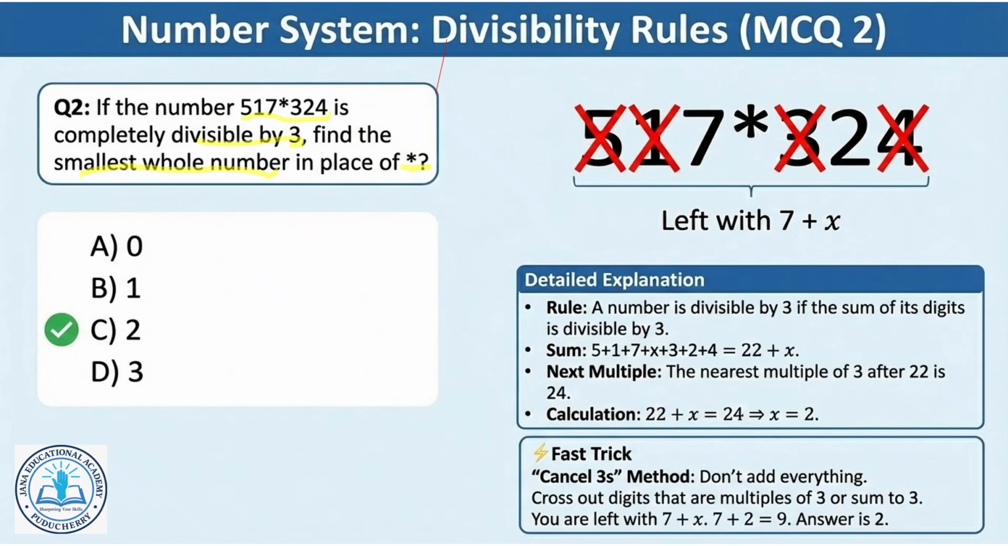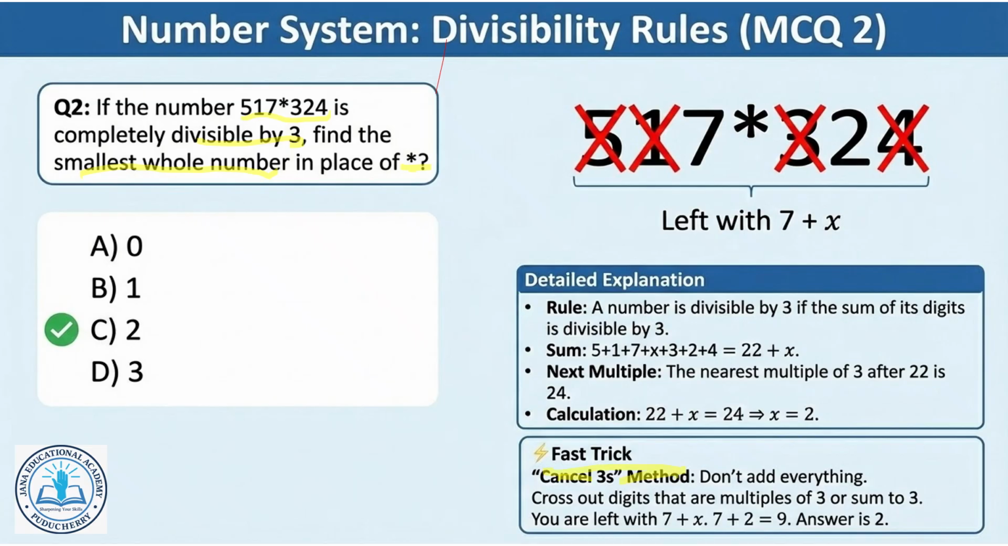So we can easily calculate the lowest number. The answer is 2. But what is the shortest trick to do that? Because we are adding everything. The direct method is the cancel threes method. What is the cancel threes method?